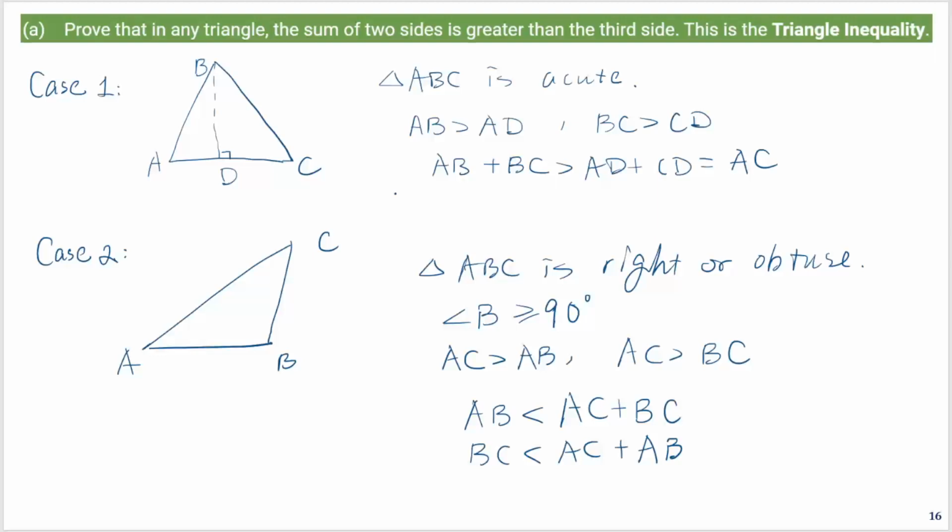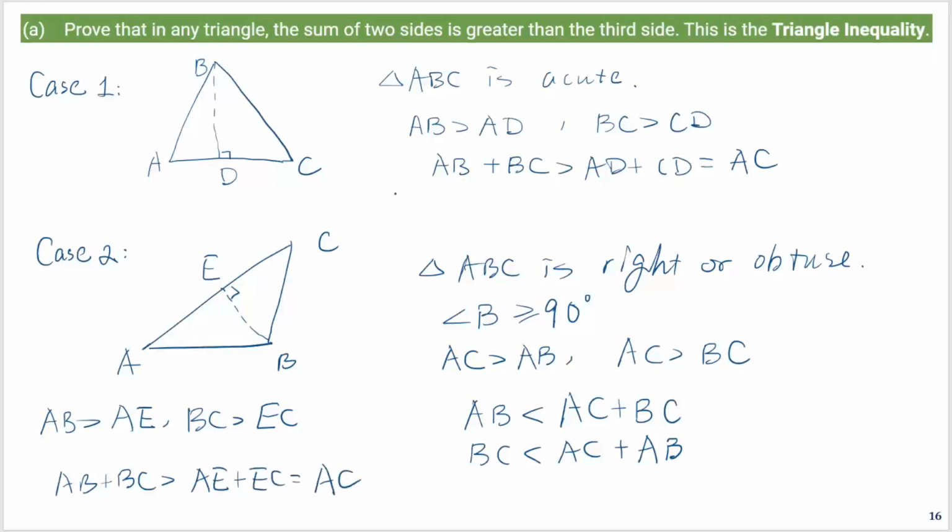Once again, we can make use of some right triangles. For example, we could draw altitude BE here. Then this gives us AB is larger than AE and BC is larger than EC. Therefore, we have AB plus BC is larger than AE plus EC, which equals AC, right? Therefore, in both cases, we can prove that the sum of two sides is always greater than the third side. You get it?